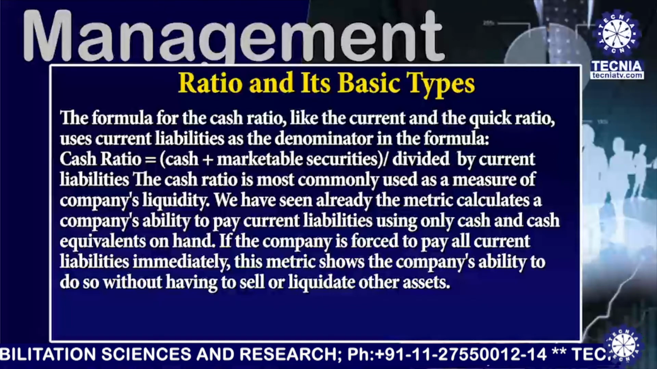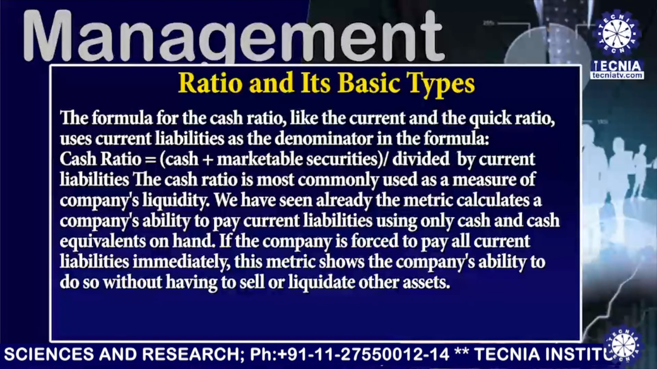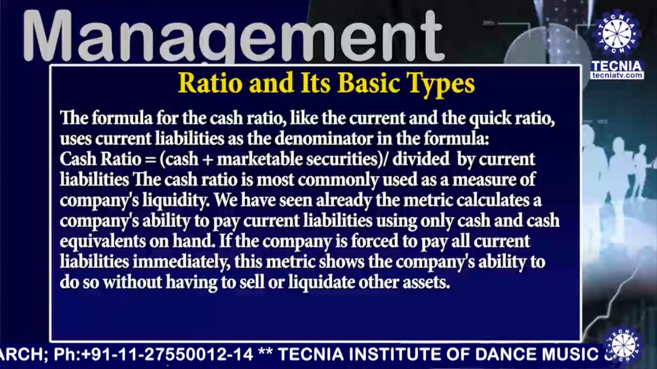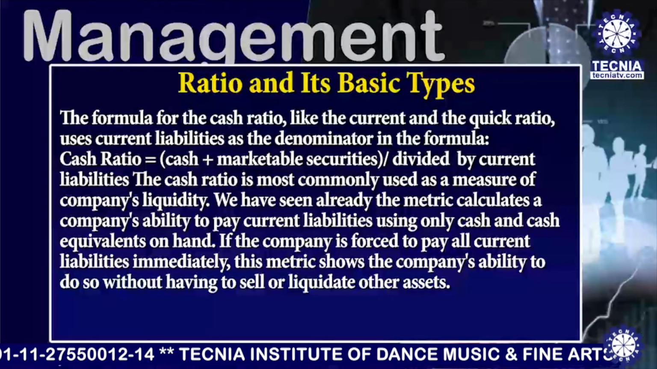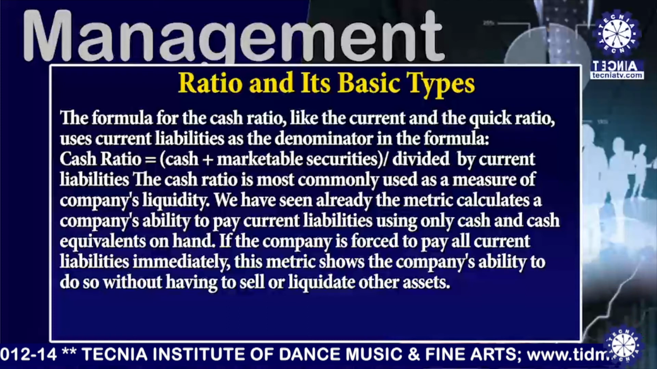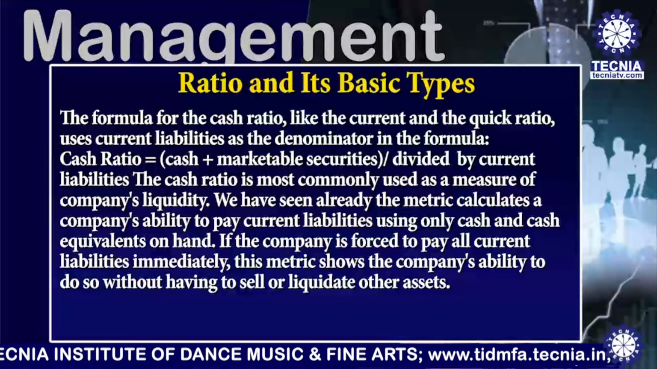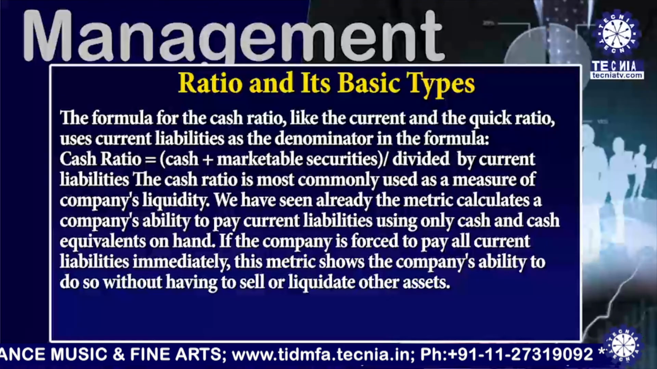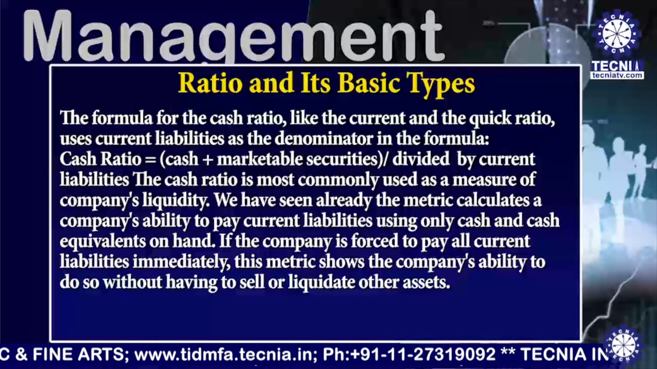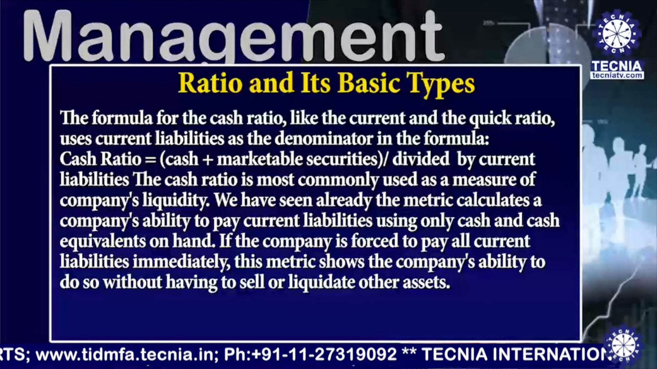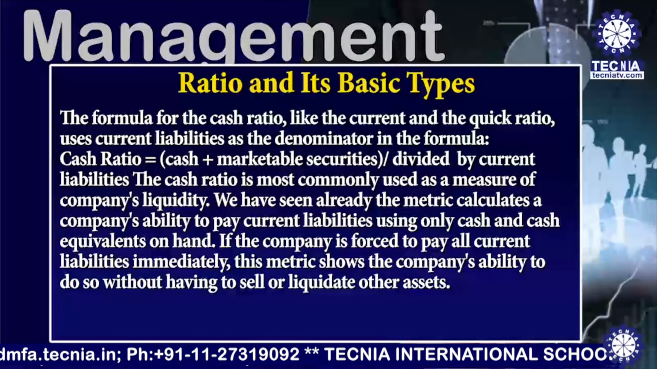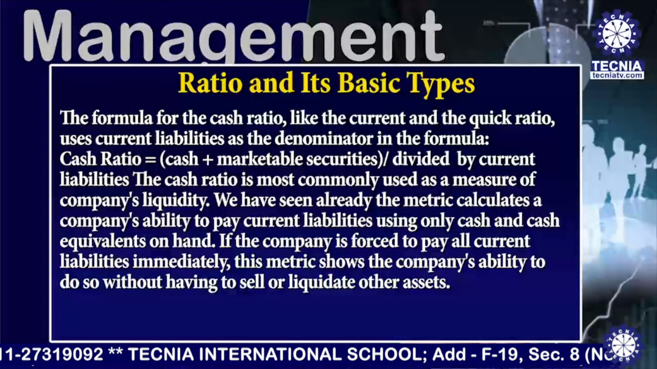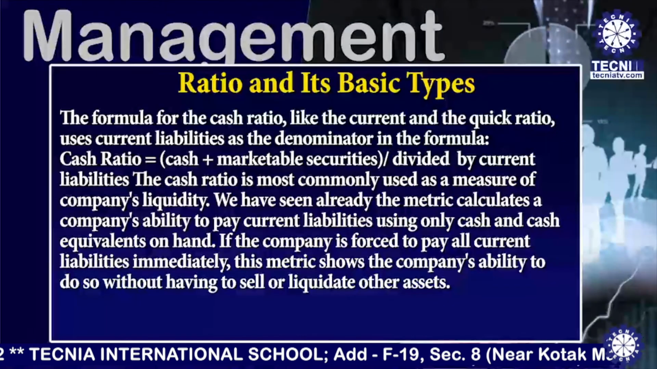Cash ratio is equal to cash plus marketable securities divided by current liabilities. The cash ratio is most commonly used as a measure of a company's liquidity. We have seen already the metric calculates a company's ability to pay current liabilities using only cash and cash equivalents on hand. If the company is forced to pay all current liabilities immediately, this metric shows the company's ability to do so without having to sell or liquidate other assets.